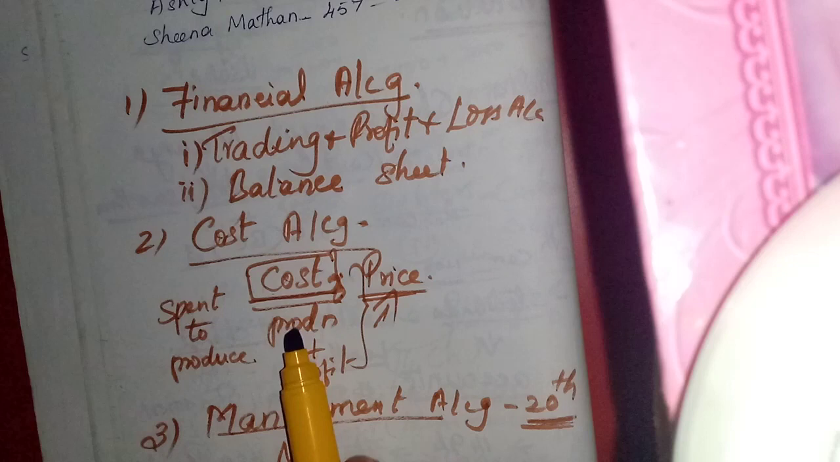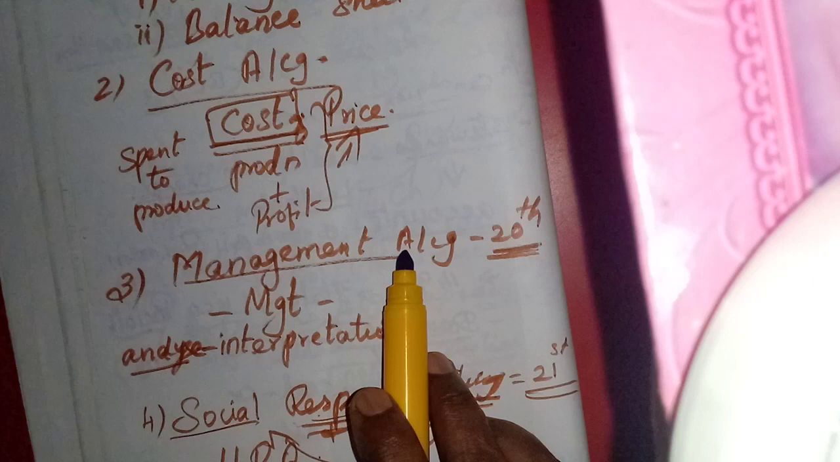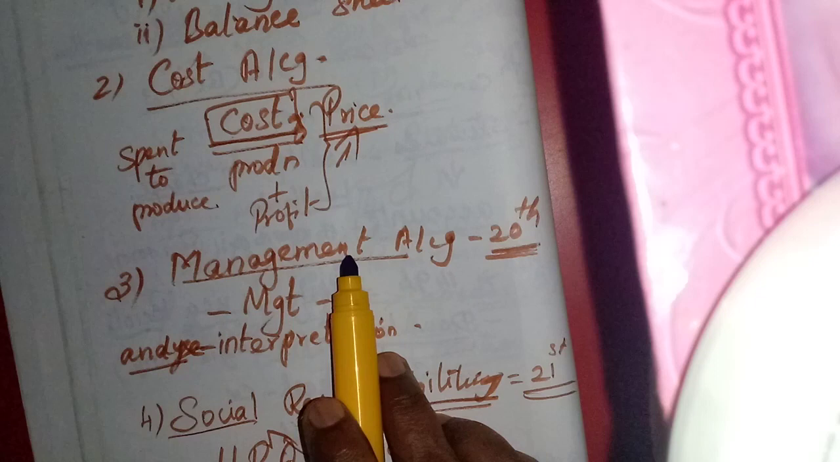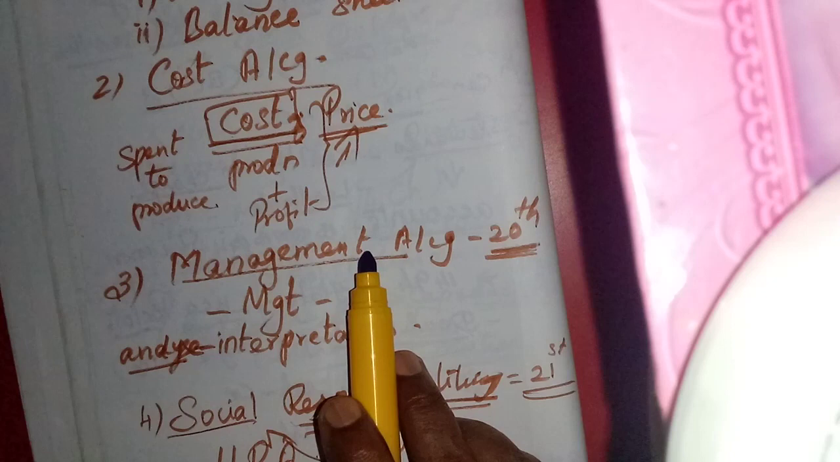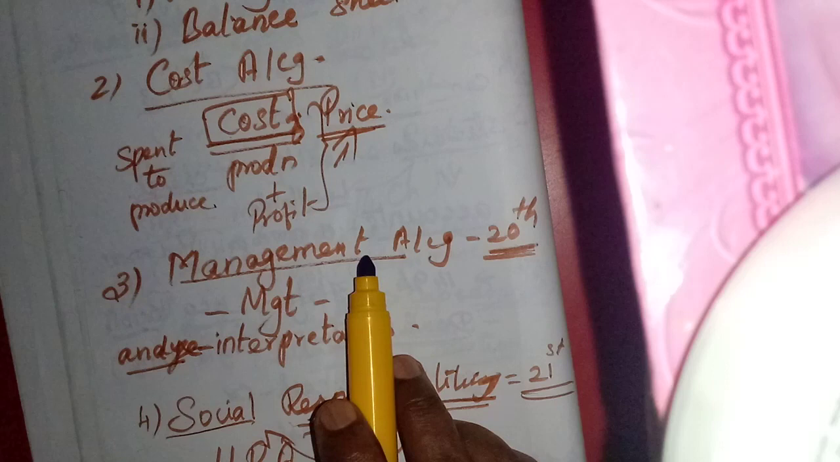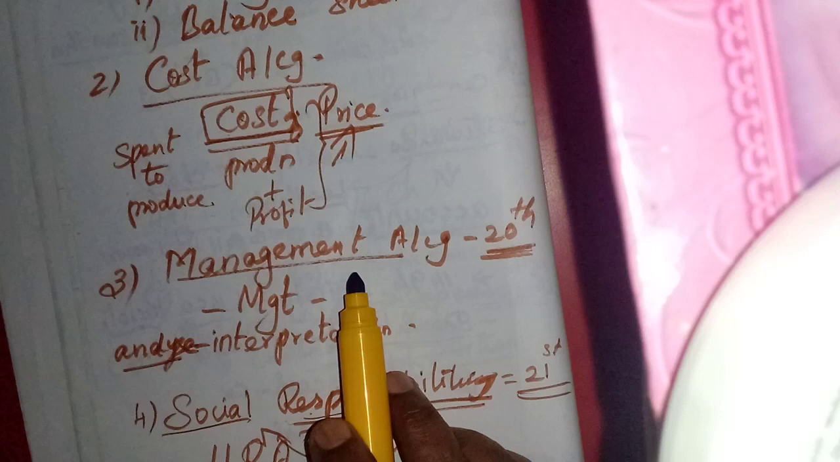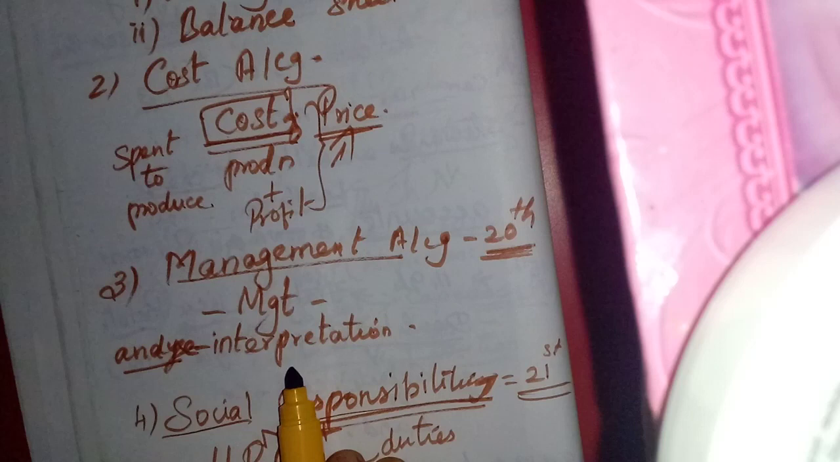Then the next accounting is management accounting. This accounting came into existence only in the 20th century, the last century, because they appointed many managerial experts to manage the business. With the help of financial accounting and cost accounting, they analyze the differences, what is the fixed cost, what is the variable cost, and they give interpretation. That means the explanation of why there is an increase in cost or expenses, why there is a reduction in profit. For that purpose management accounting evolved.